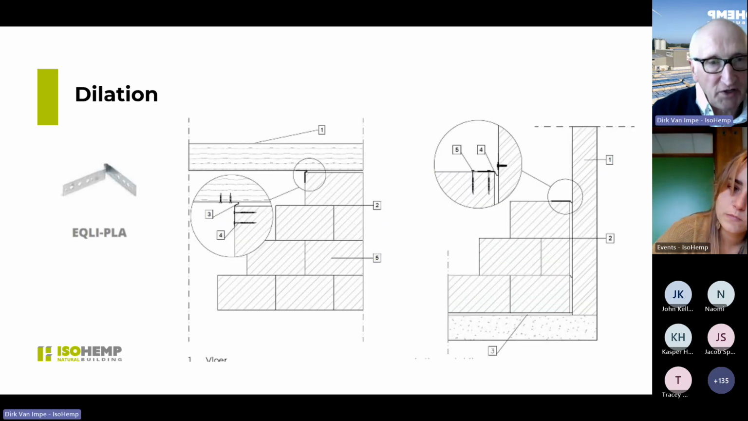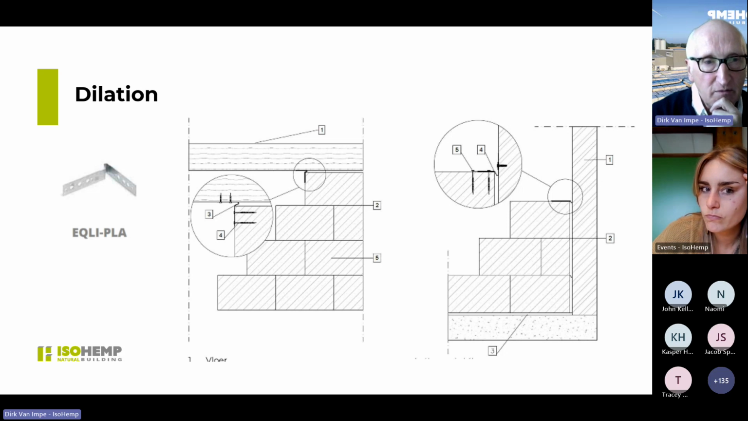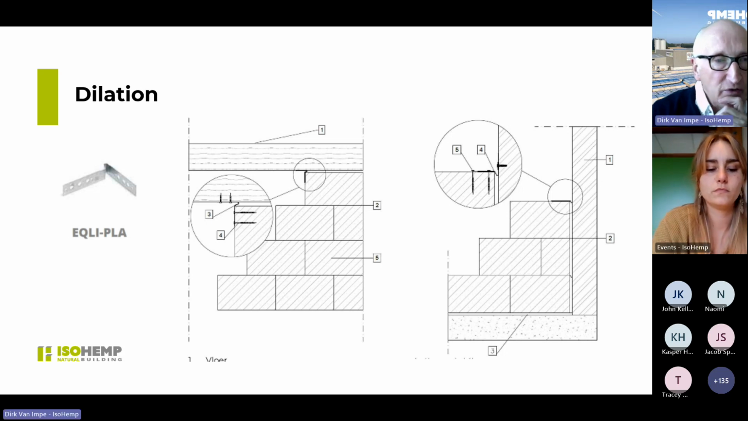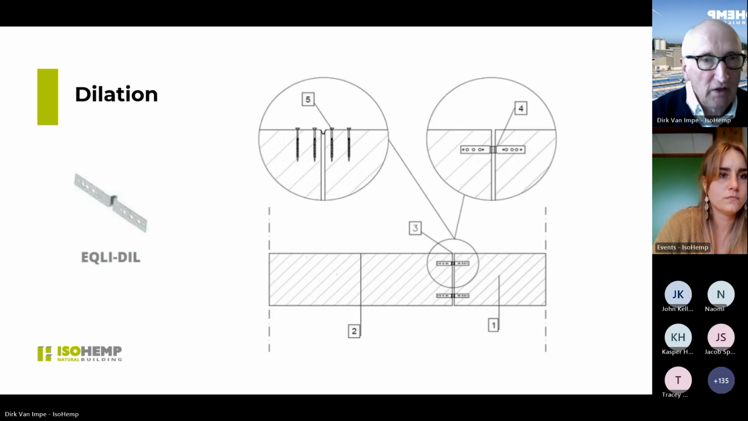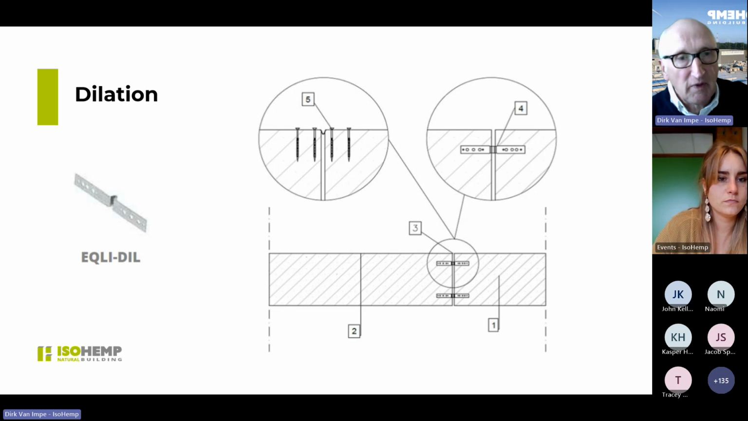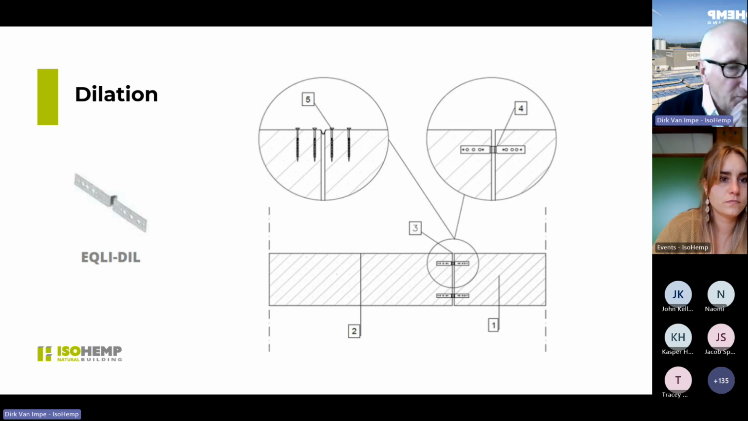If you need a dilatation, that's because in your construction, sometimes you need dilatation. Then we have a special bracket to fix the dilatation, for example, on a ceiling or on a connecting wall. It's a special flexible bracket. So this is in a wall, in a long wall, for example, if you need dilatation.